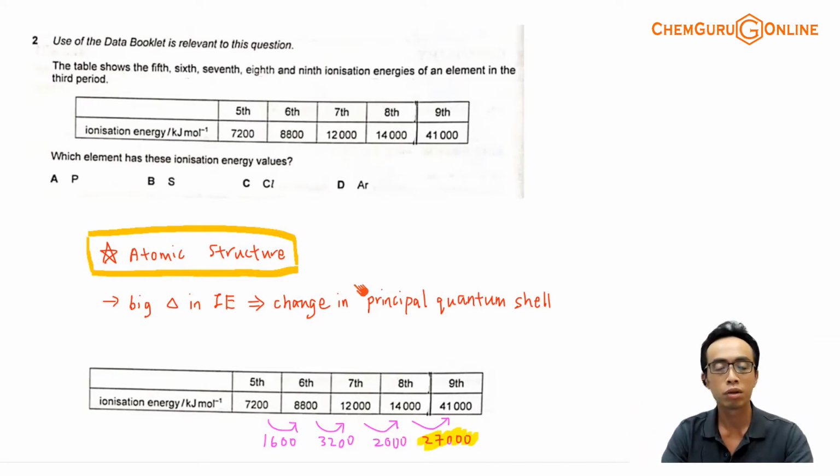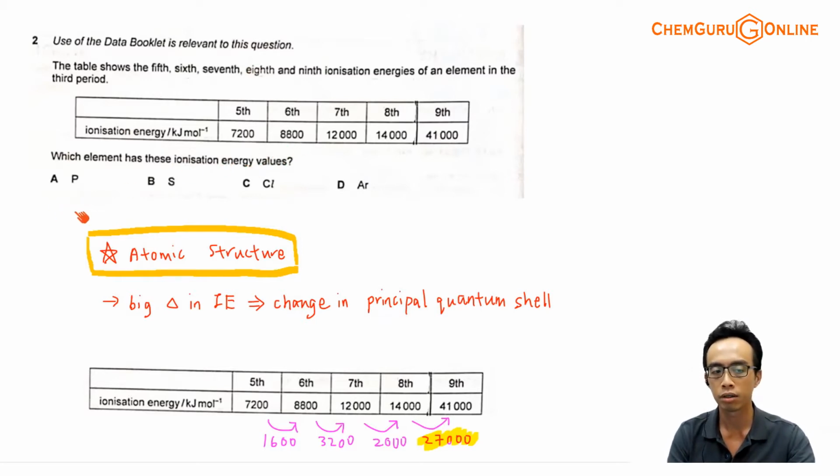Now in this video, we want to discuss the suggested solution for 2020 A-Levels H2 Chemistry Paper 1, Question 2. So let's take a look at Question 2. The use of the data booklet is relevant to this question. The table shows the 5th, 6th, 7th, 8th, and 9th ionization energy of an element in the third period. So the ionization energies are given. Which element has these ionization energy values?